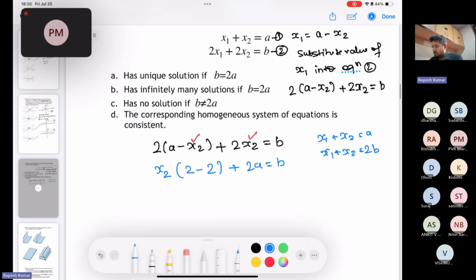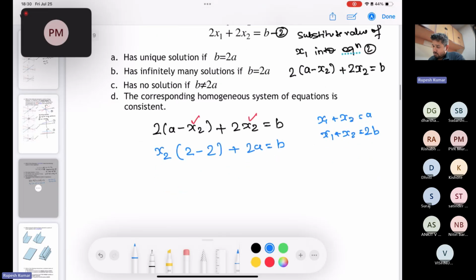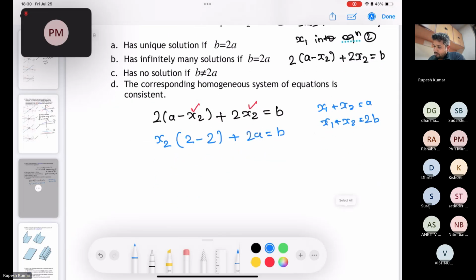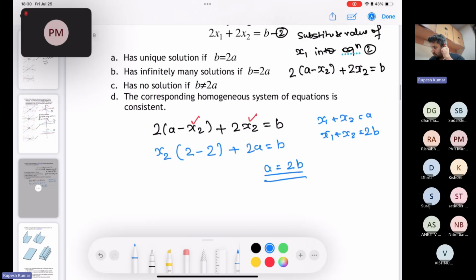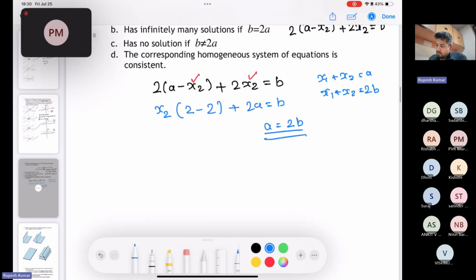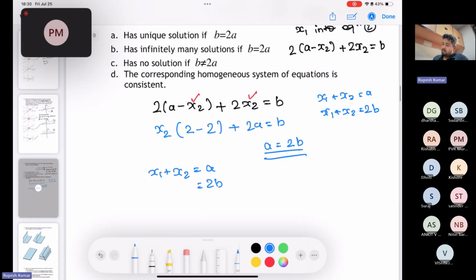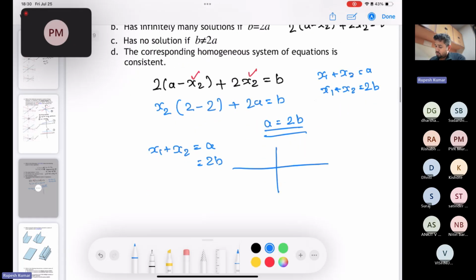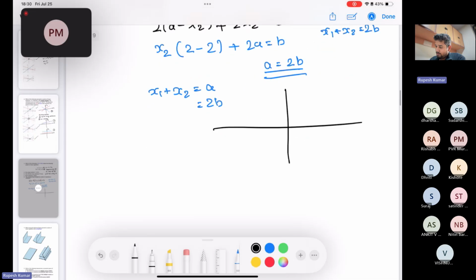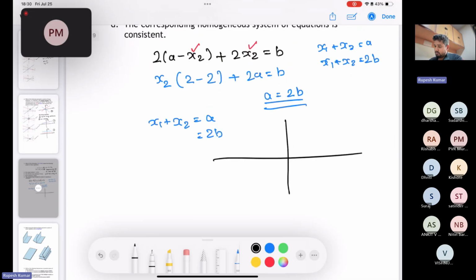Again, you can always say, if now the condition is a equals 2b, what happens, right? When a equals 2b, you get a single equation, that is x1 plus x2 equals some constant, which is a, or which equals 2b. Fine. So there are infinitely many possible values of x1 and x2 that correspond to this equation, right?